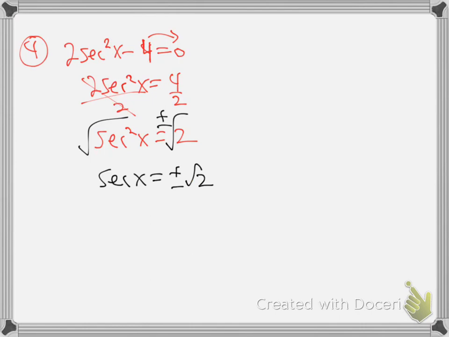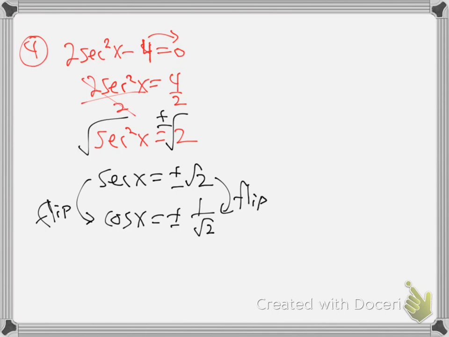But now flip both sides. So this is cosine is plus or minus 1 over root 2. Just flip it. The flip of secant, and we do the same thing to both sides. You flip secant, it's cosine. Why do I do that? Because sine and cosine are what's on my unit circle. I need sine or cosine if I'm going to go to the unit circle for help. I have to change everything to sines and cosines. Everybody good there so far? I just flipped both sides.